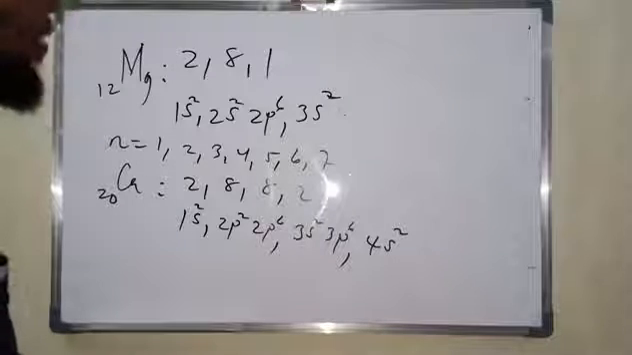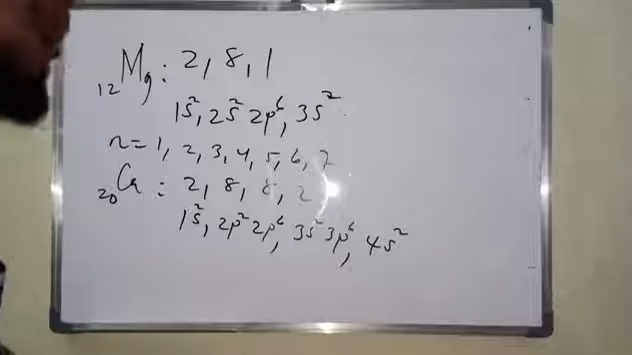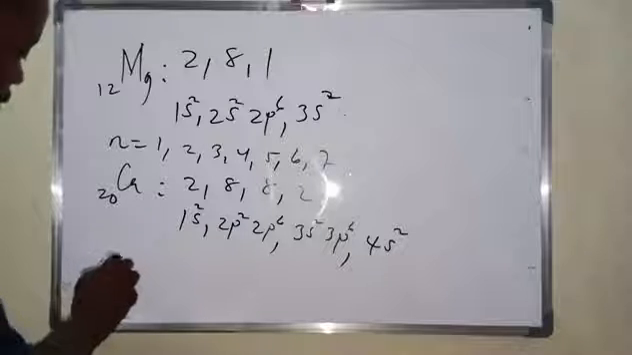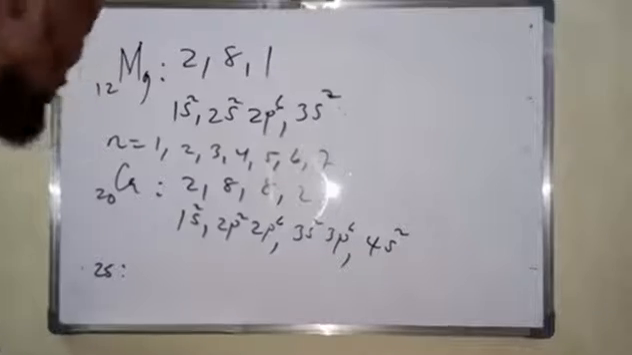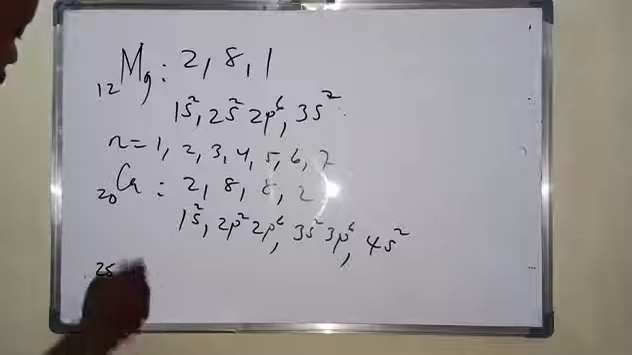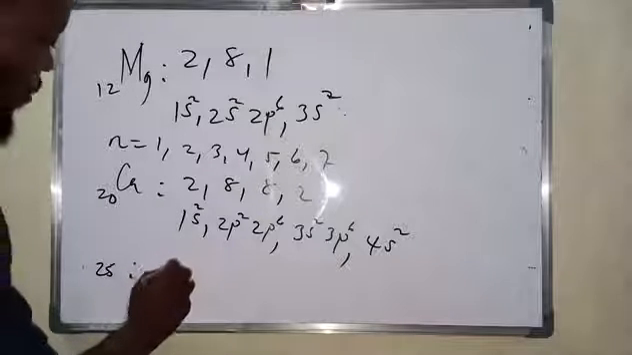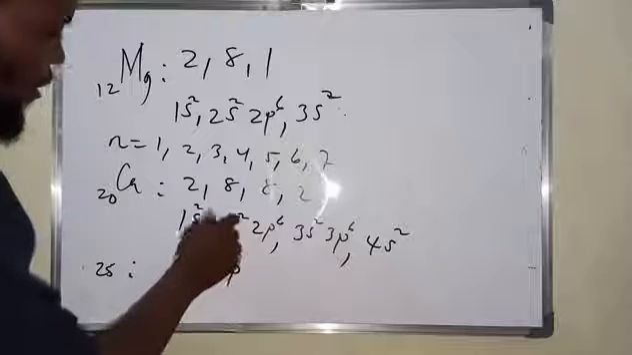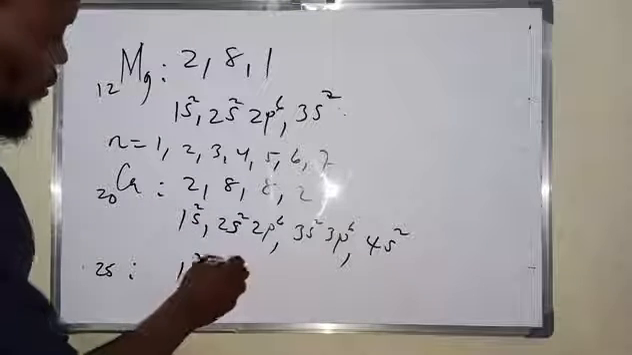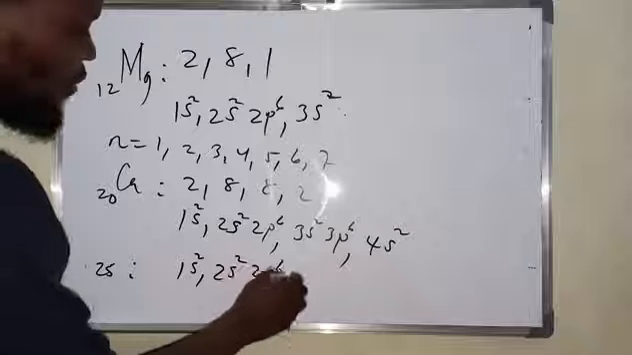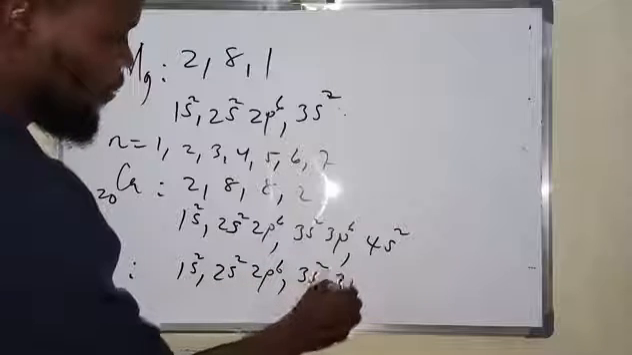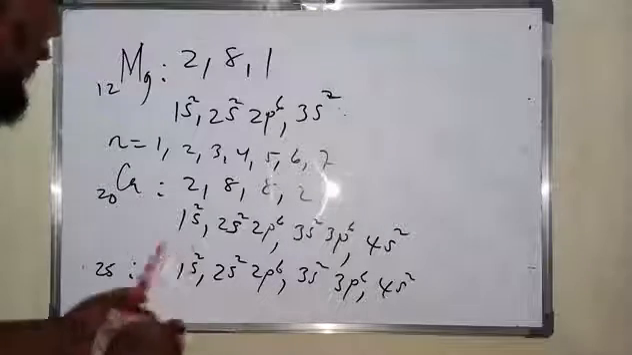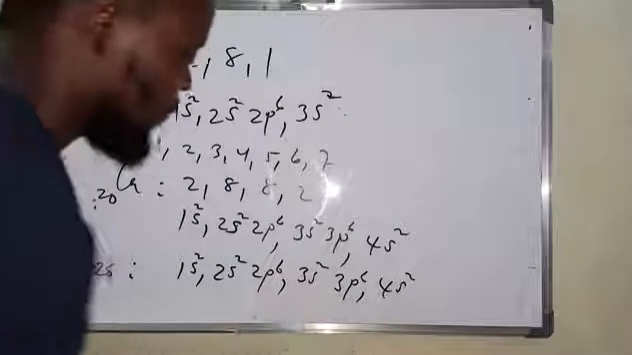If you have an atom larger than calcium, like an atom with 25, you can get the name of that element from the periodic table. That would have been 1s2, 2s2, 2p6, 3s2, 3p6, 4s2. This is 20. Then we're still left with 5. So what do we do now?